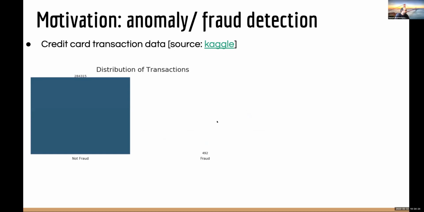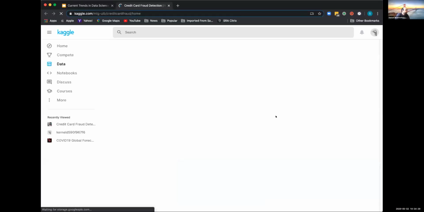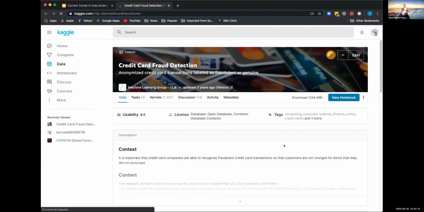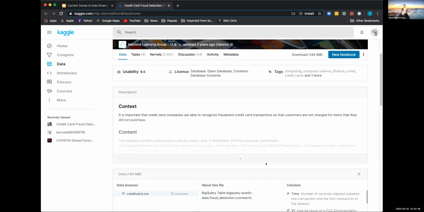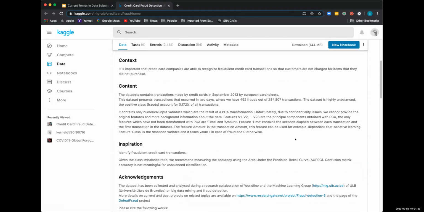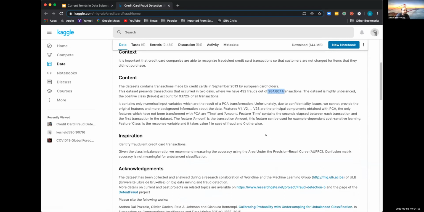And here is an example from Kaggle, where they open sourced this credit card transactions data. If we look into this data a bit more, and it is available online, by the way, there are about 492 frauds out of some 300,000 transactions. And they give a bunch of features, and the goal is to basically classify fraud versus not fraud.